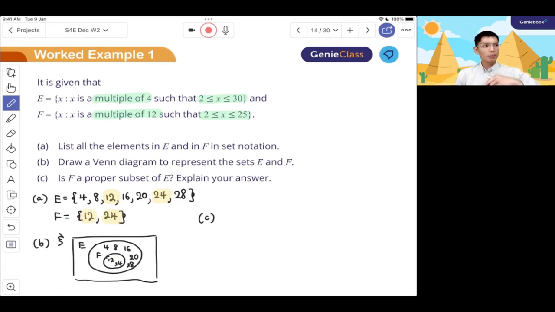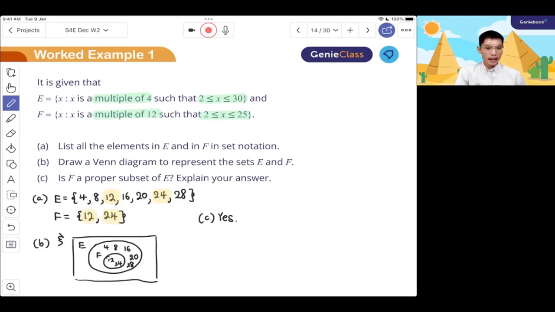Very good, Fion. Anybody else wants to try? Very good, Ivan. Anybody else wants to try? All right, so if you realize over here, good job, Yvonne. Good job, Fion. Good job, Ivan. Perfect. They are actually a proper subset.